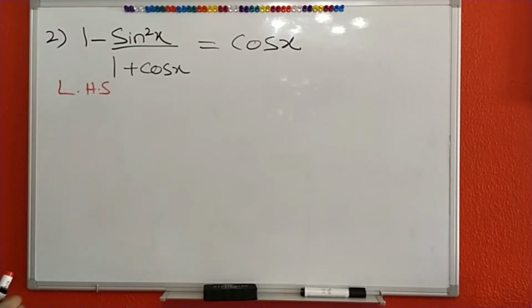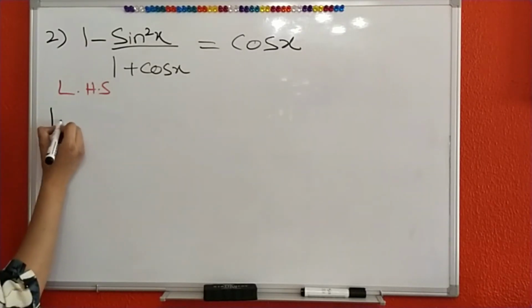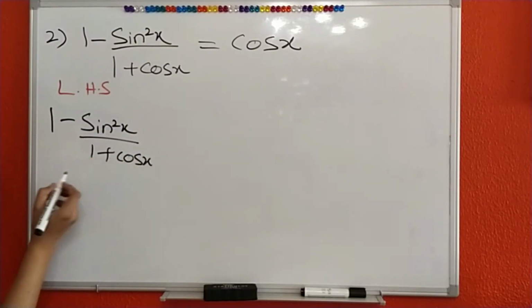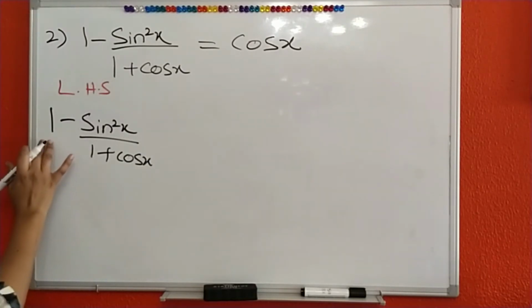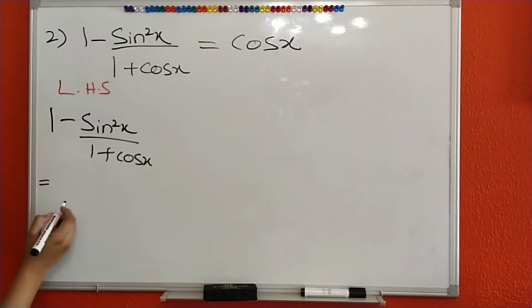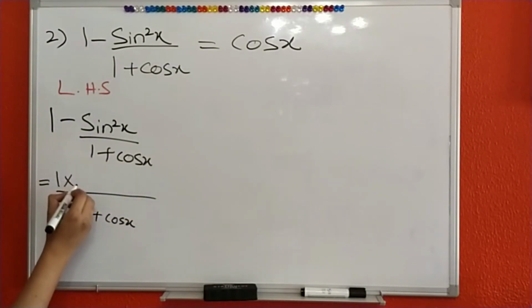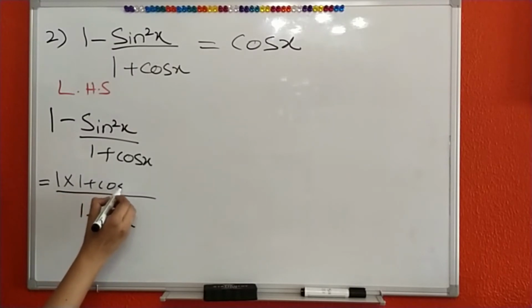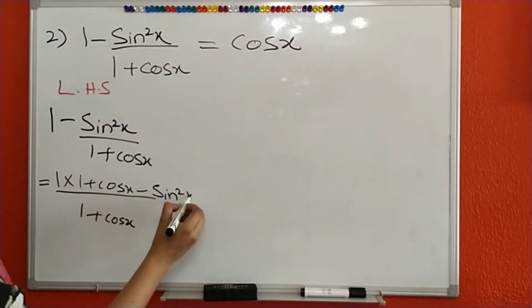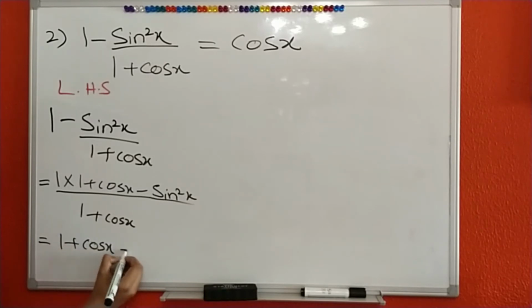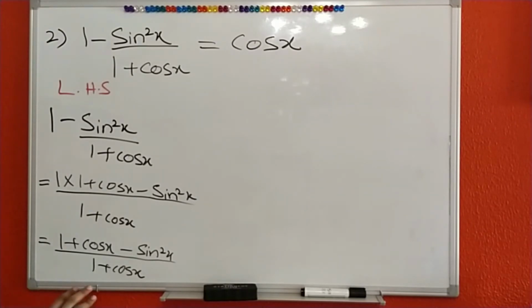So, 1 minus sine square x upon 1 plus cos x. To solve this, you can see the 1 is alone, so I need to take the LCM. This 1 plus cos x will multiply here: 1 plus cos x minus sine square x. So it is (1 plus cos x minus sine square x) upon (1 plus cos x), and I need to give my answer in the form of cos x.